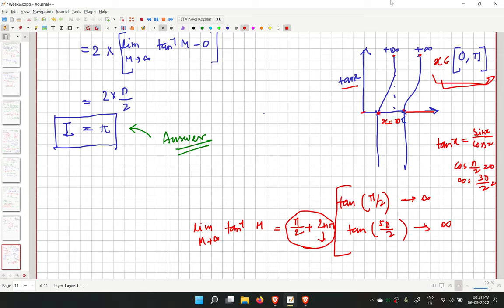Sir, cos 3 pi by 2 is also 0. So for both these values, this value and this value, tan x is going to infinity, right? Yes, sir, correct. So when you are using this tan inverse x function, just make sure that the answer you are getting is within the range 0 to pi. Then you do not have to worry about this multi-valued function. Okay. Yes, sir. Got it, sir. Okay. Great.